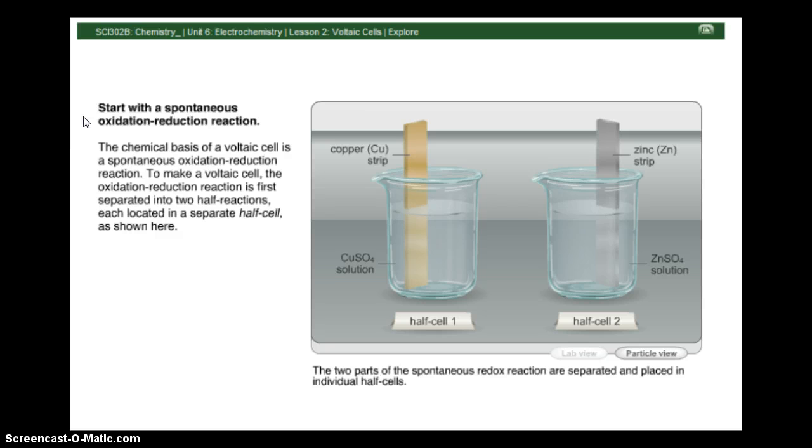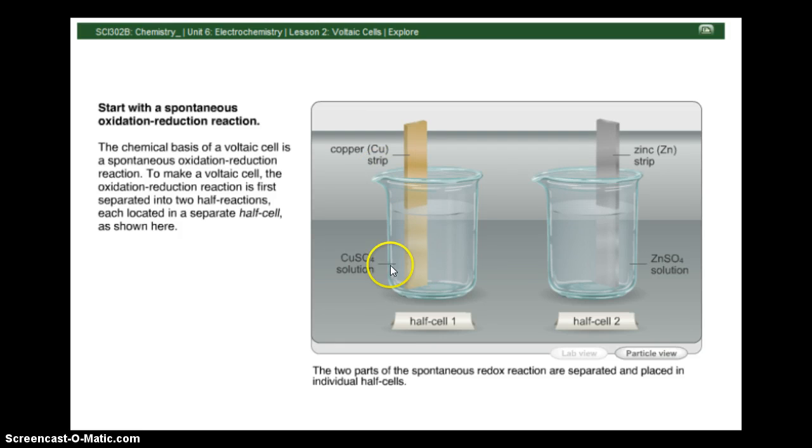So again, spontaneous means it's just going to happen on its own once you put the chemicals together. The chemical basis of a voltaic cell is a spontaneous oxidation reduction reaction. To make a voltaic cell, the oxidation reduction reaction is first separated into two half reactions, each located in a separate half cell as shown here.